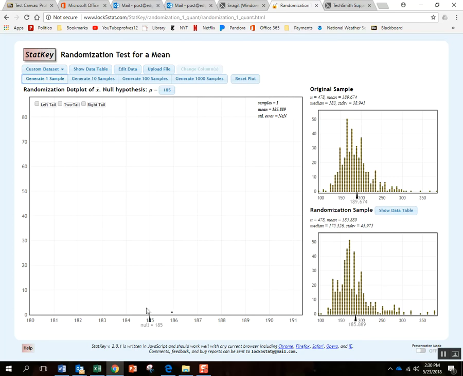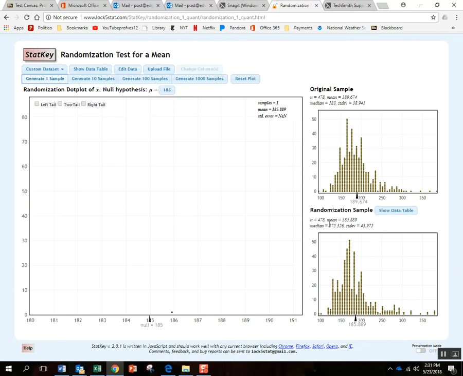And what StatKey is doing, it's taking our original data and it's shifting it down so that it has mean exactly 185. It's making our original data look like our null hypothesis. And then it's generating bootstrap samples of size 478 from that.